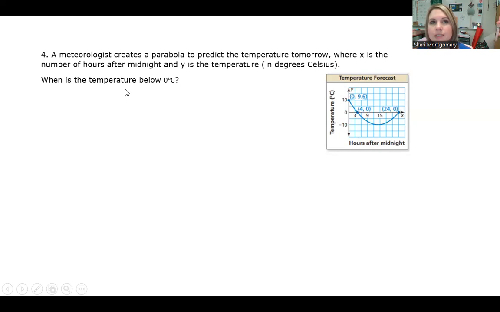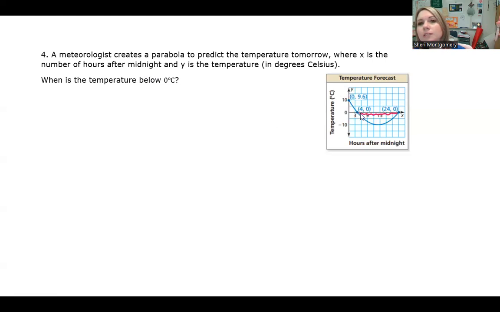The question says, when is the temperature below 0 degrees? Shade your graph where that is. Where is that? Is this going to be an and or an or? And that's when my graph is below 0, right? Okay, well, let's look at those X values because the answer is always X values. So it says, when is the temperature below 0?